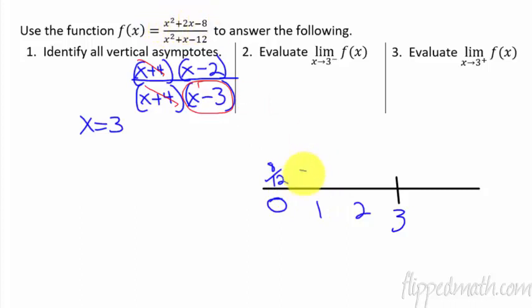Plug in a 1. Oh, this is a headache. 1 plus 2 is 3, minus 8, negative 5, over, what's this one going to be? 1 plus 1 is 2, minus 12 is negative 10, so that's going to become a 1/2. You can see what I'm doing here, I'm just trying to do this real quick in my head.